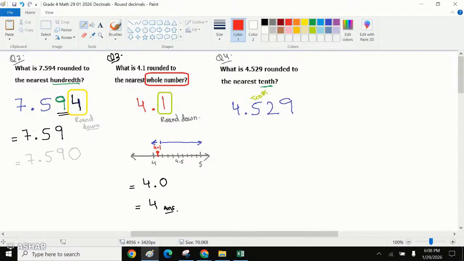So we look at the next number. The next number after the tenth was 2. And since 2 is on the lower part, that means this is rounded down. Rounding down means it does not affect the number before it. It will not make any change over here, and all the numbers afterward become 0, which can also be written as 4.5. Agreed?